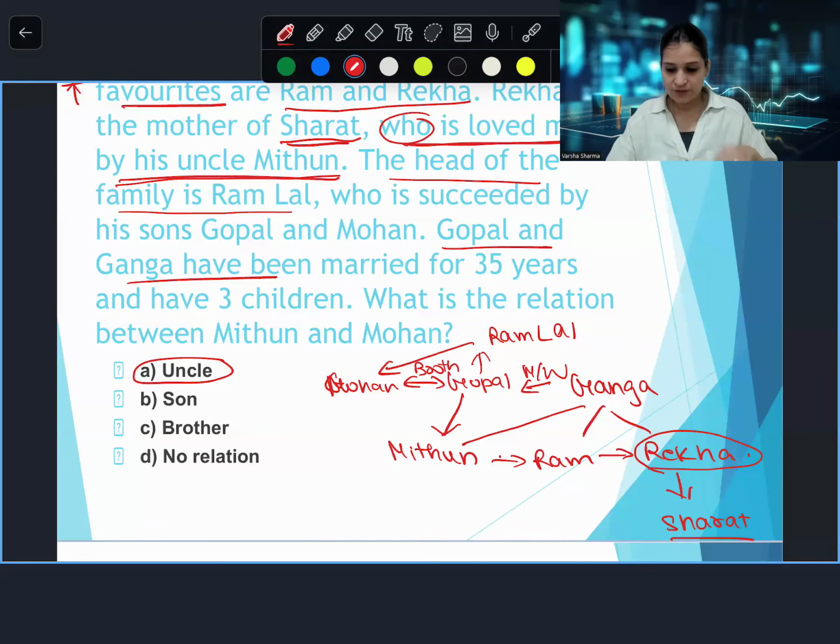Ma'am, can you repeat the last name? Mithun's father is Gopal. Any male in the same generation as Gopal will be brother. Yes, ma'am, he'll be the uncle. Okay. Ma'am, I'll write it. Just a minute, ma'am.